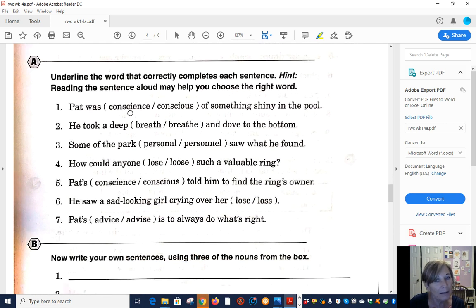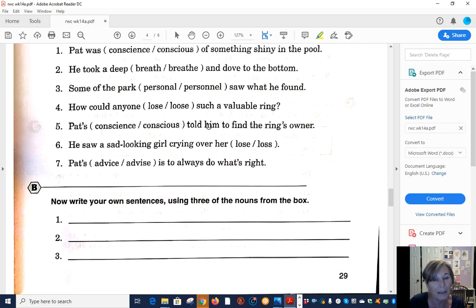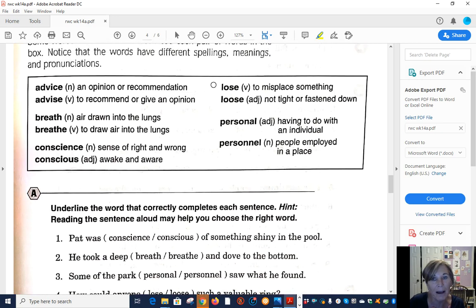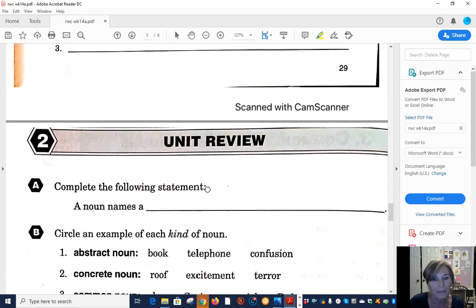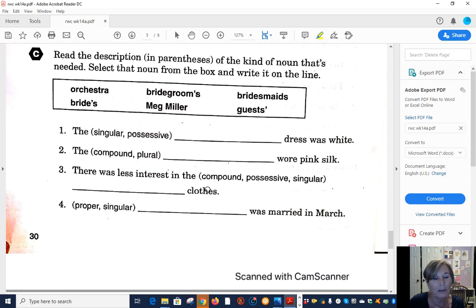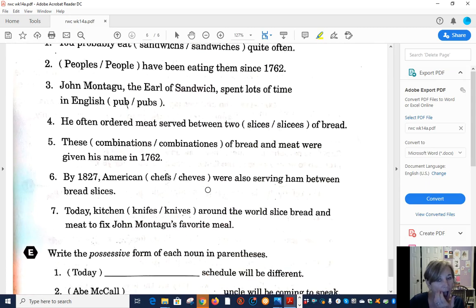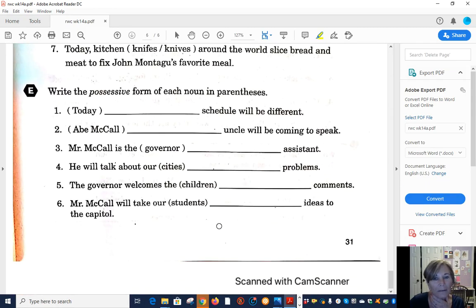Okay, so pick the right word here and then pick 3 of these nouns up here in this box and write a sentence with them. And then this is a review of our unit about nouns. It's a lot to do on this one, but again, you have 2 days, Wednesday and Thursday, to do this.